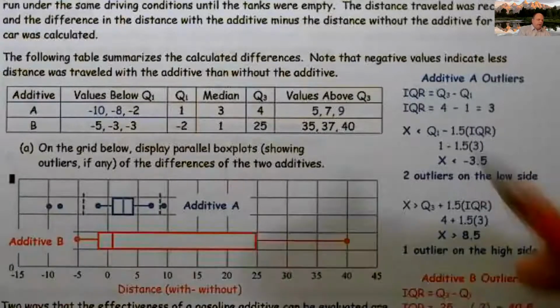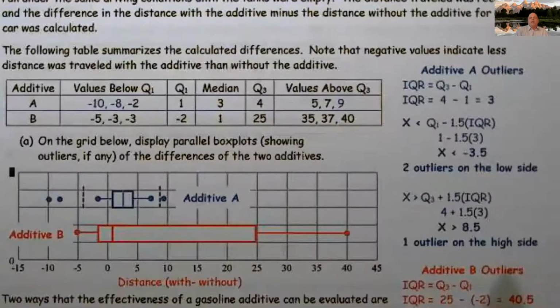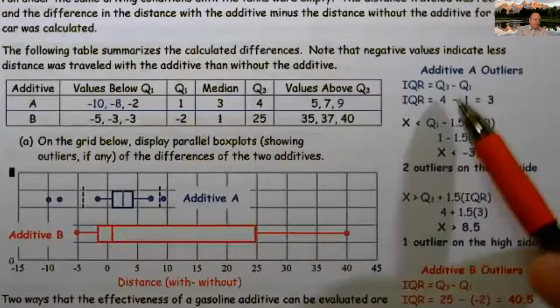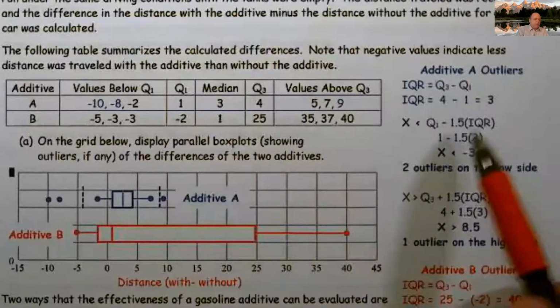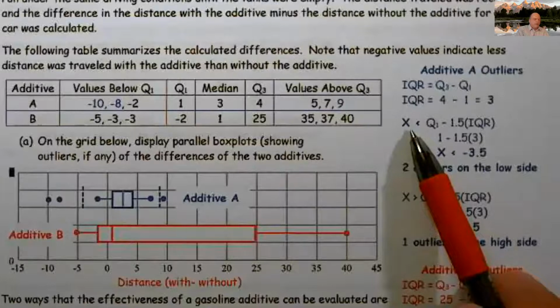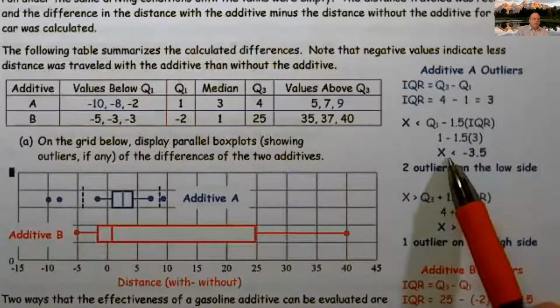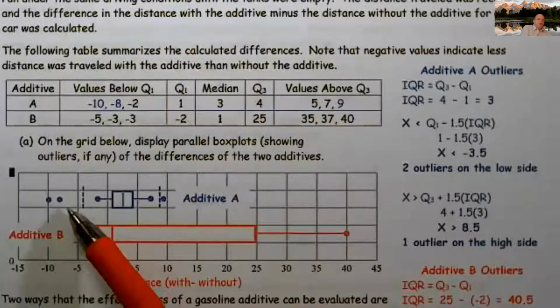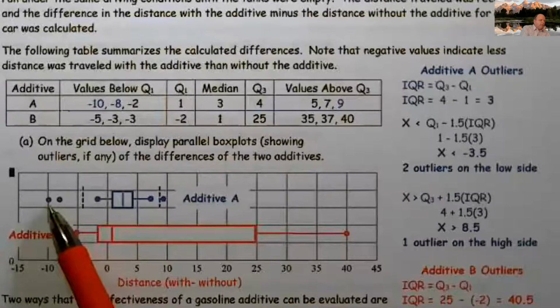And the ones in blue were for additive A, and I just color-coded it so it'd make it easier for those of you as y'all see it. And the calculation is IQR equals Q3 minus Q1, which was 4 minus 1 from the table, giving me 3. And then X, which is my fence, is less than the first quartile minus 1.5 IQRs. So if I have any value below negative 3.5, I have an outlier. Well, I drew my fence, and sure enough, I have 2 values that are below the negative 3.5.